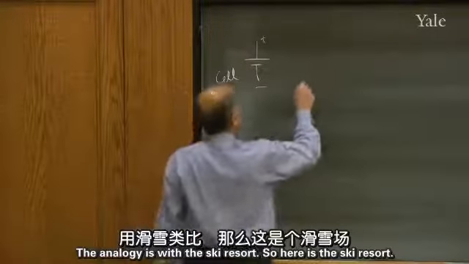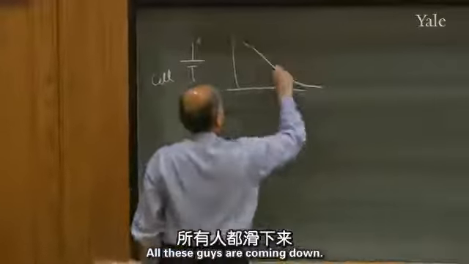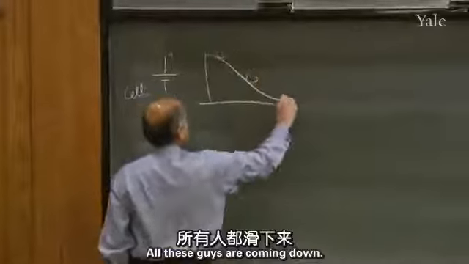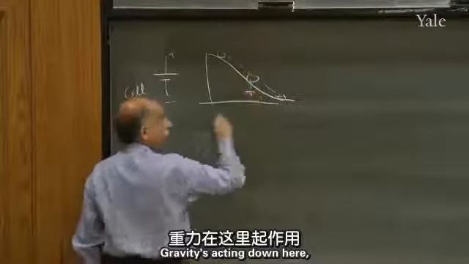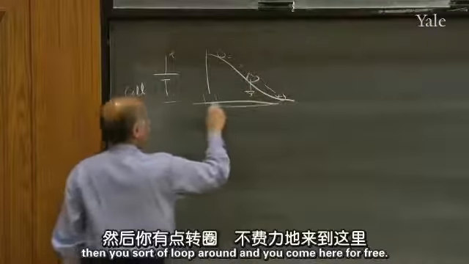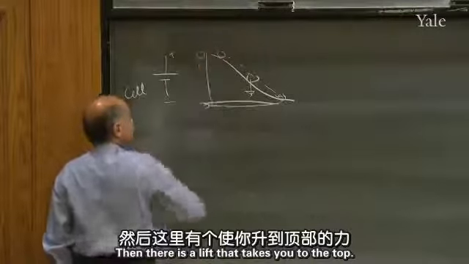The analogy is with the ski resort. So here's the ski resort. All these guys are coming down. Let's follow one person coming down the ski. Gravity is acting down here. Then you sort of loop around and you come here for free. Then there is a lift that takes you to the top.